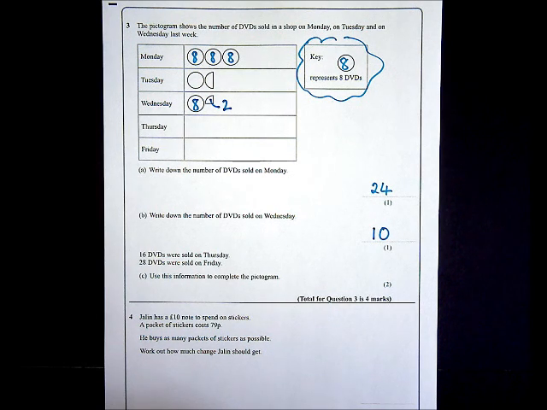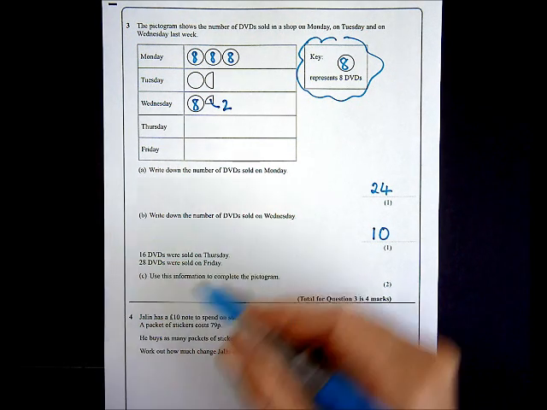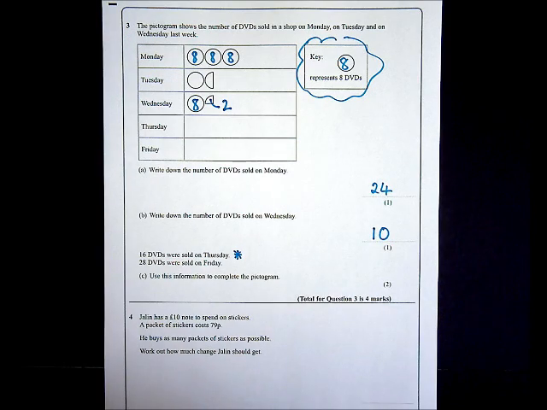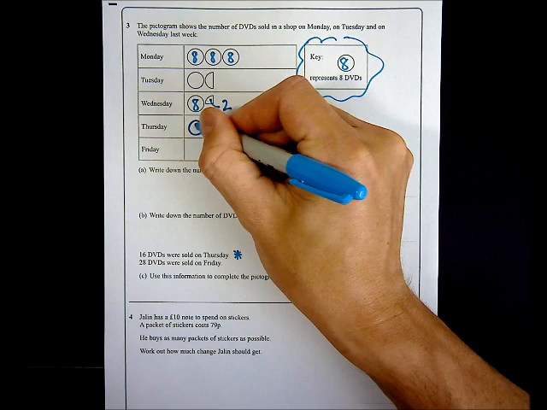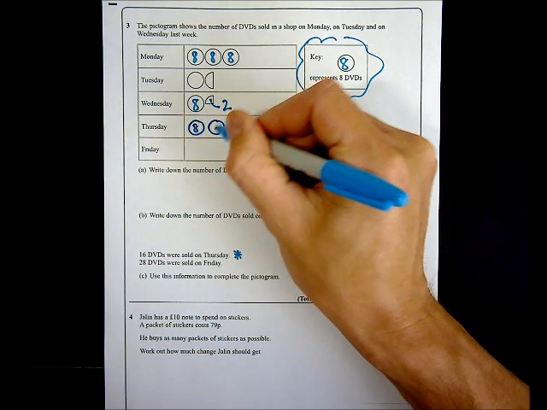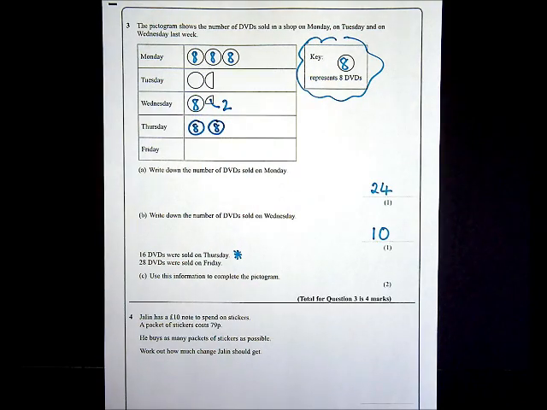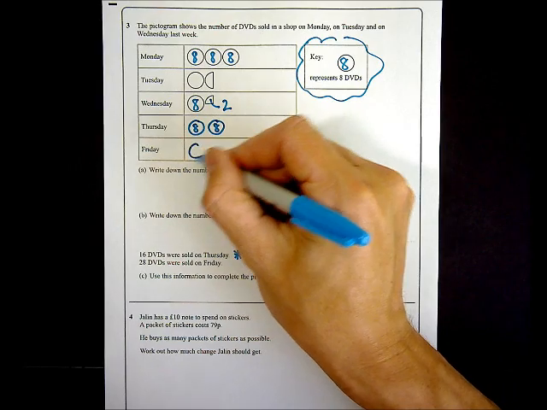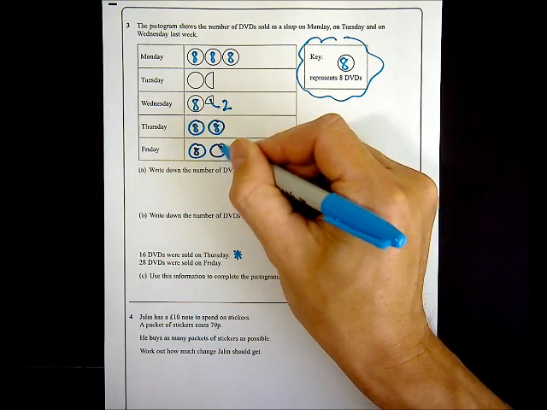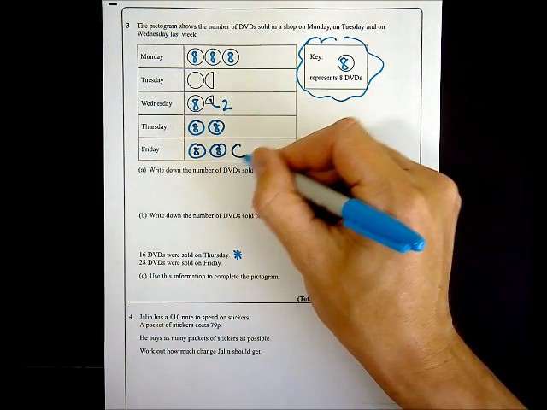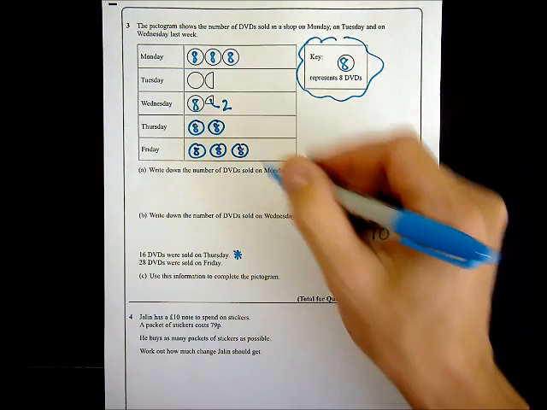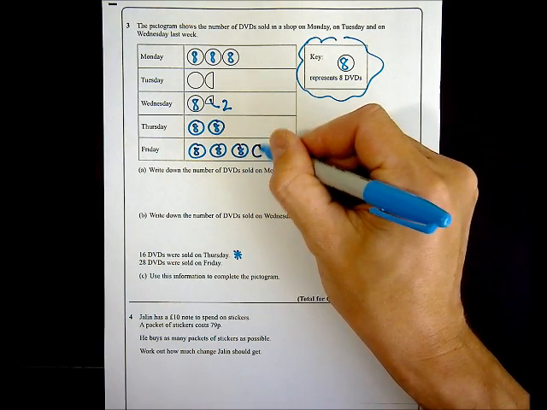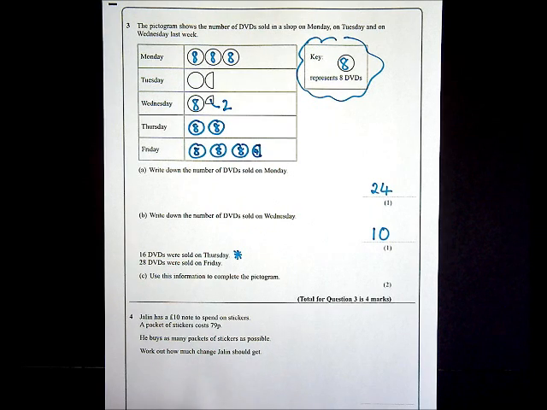In part C, I'm told that 16 DVDs were sold on Thursday here, and I'm asked to complete the pictogram. So one circle would be 8, second circle would be another 8, and that would give me a total of 16. I'm also told that 28 DVDs were sold on Friday. So one circle would give me 8, another circle would give me 16, another circle would give me 24, and I need another 4, so half of a circle to get me 28.